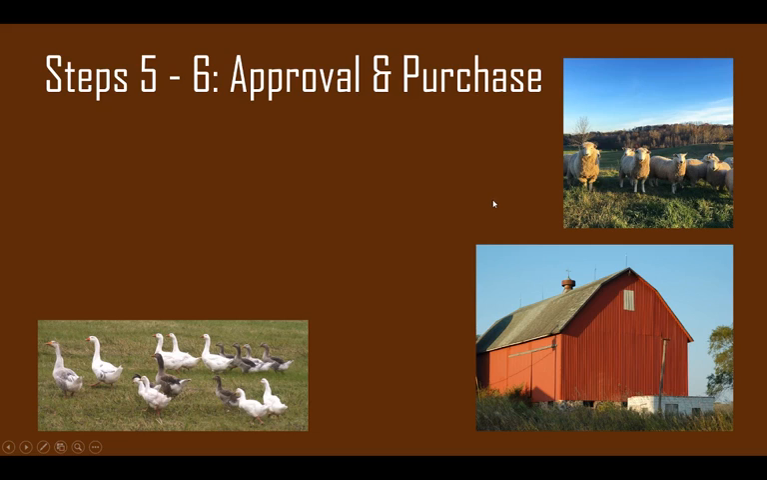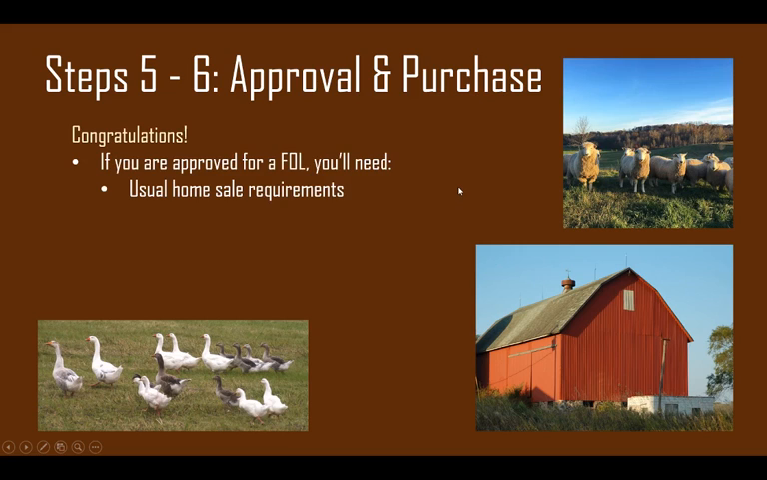And then once you get past all of that, you get to steps 5 and 6, which are approval and purchase. Yay! Congratulations. If you are approved for a farm ownership loan, you will need the usual home sale requirements. So like you want to get an inspection of the home. You'll need a septic inspection, things like that.